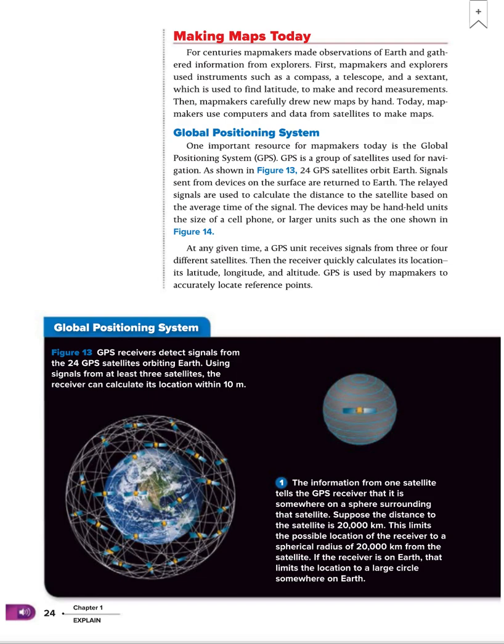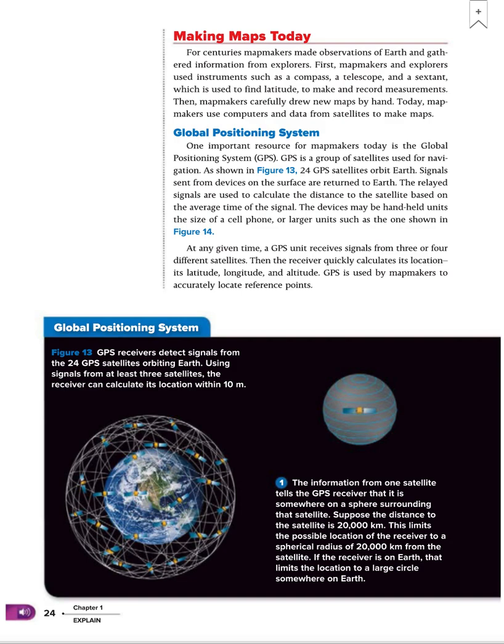One important resource for map makers today is the Global Positioning System, GPS. GPS is a group of satellites used for navigation. As shown in Figure 13, down here, 24 GPS satellites orbit Earth, and signals are sent from devices on the surface and they are returned to Earth. The relayed signals are used to calculate the distance to the satellite based on the average time of the signal. The devices may be handheld units like your phone or larger units like the one in Figure 14, which will be on the next page.